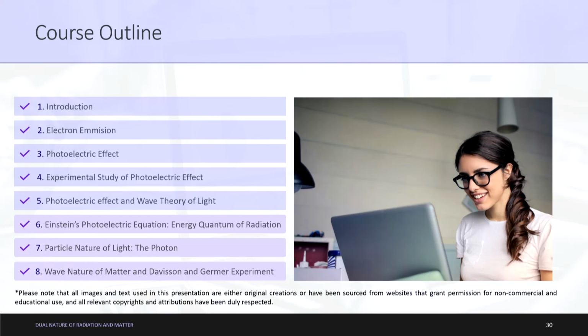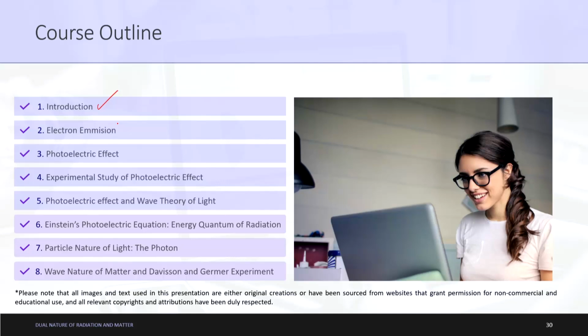So, first of all, a course outline for you. We started with the introduction, in which we understood the timeline history of how this concept came into picture. Why was there a reason to find out what is actually happening in a cathode ray tube experiment, and what happened before the discovery of electrons. Then in the second point, electron emission, we understood that there is a work function, there is a threshold frequency that is required so that the electron can get out of the metal surface.